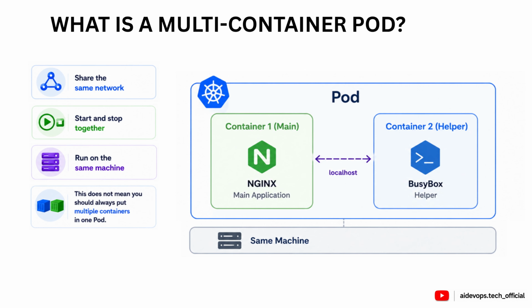Now, this does not mean you should always put multiple containers inside a pod. Most of the time, one pod means one container, and this is very standard. But sometimes two containers are so closely related that it makes sense to keep them together. And this is exactly where we use the multi-container pod.